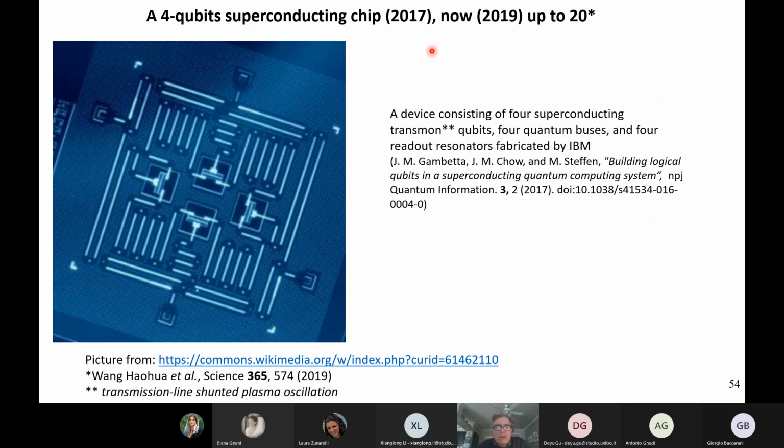Now we have up to 20 qubits. I'm not sure that that's the record, actually. I think that there are arrays of trapped cold ions, which have more than 20 qubits. So there are arrays of, I don't know, something like 8 by 8 qubits. I'm not sure.